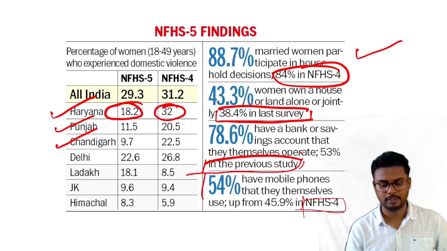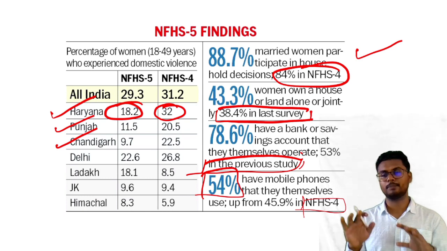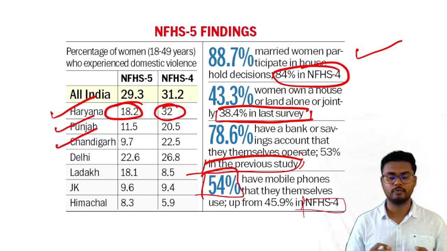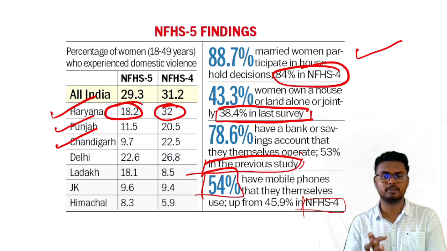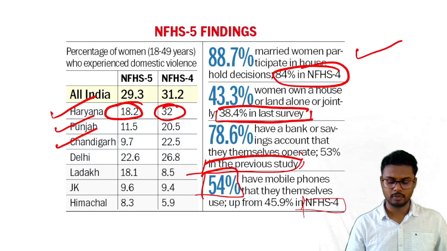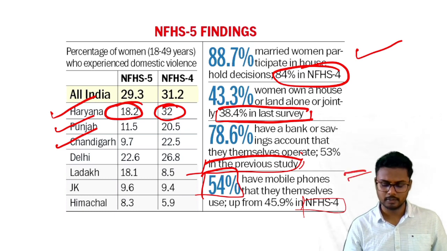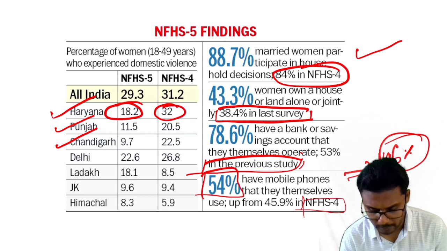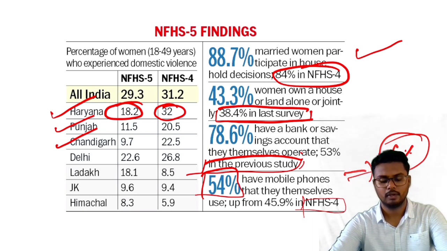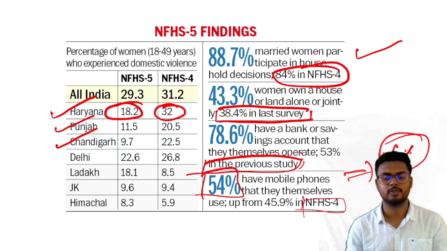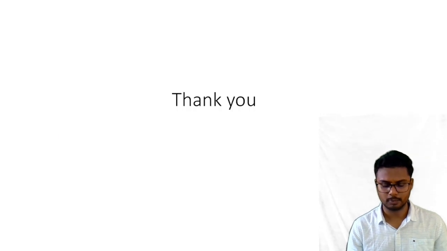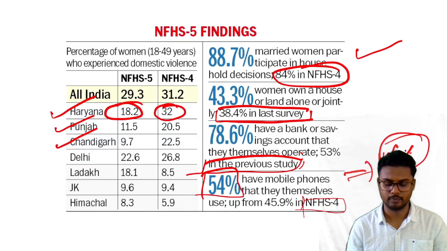But this percentage has gone up to 54% now, which means 54% of women in India, both from rural as well as urban areas, own mobile phones. This is good, but when you look at the other side, 46% of women still do not have access to mobile phones. They have to depend on their husbands or their children to make a phone call or get in touch with anyone, maybe relatives or family friends. Alright, so this is about the findings of the NFHS 5th survey.